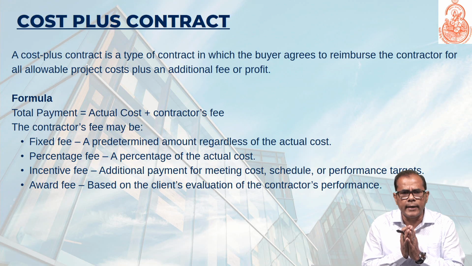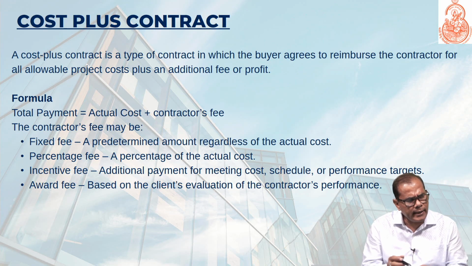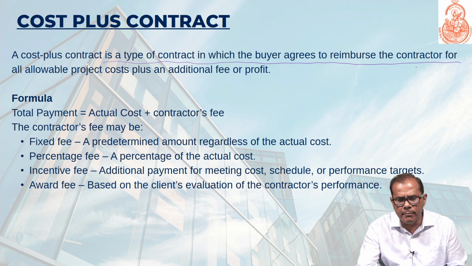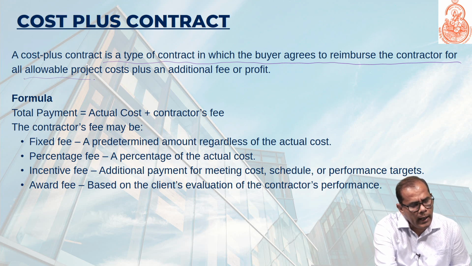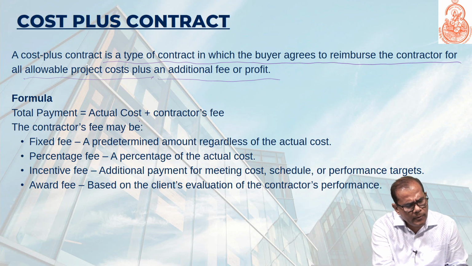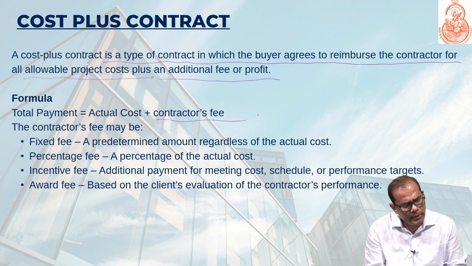Then there comes the cost plus contract. As I said, a cost plus contract is a type of contract in which the buyer agrees to reimburse the contractor for all allowable project cost plus an additional fee or profit. So, at the time of entering into the contract, the contractee agrees that over and above the contract price, this amount will be paid. That is why it is called a cost plus contract. Formula: total payment is equal to actual cost plus contractor's fee, and so on and so forth.